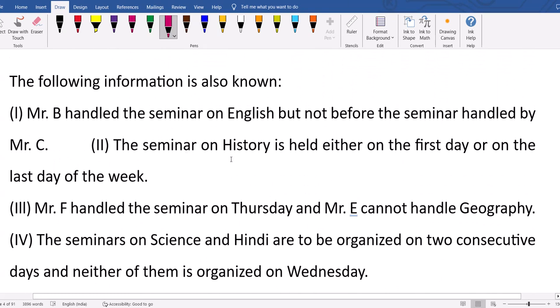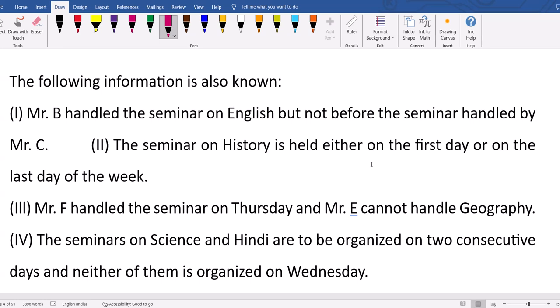This seminar on history is held either on the first day or the last day. So I don't have clarity. It can be first or last, which means it is on Monday or Saturday. History is on Monday or Saturday. Okay. B handles the seminar on English. B is English, but on which day we don't have the data.